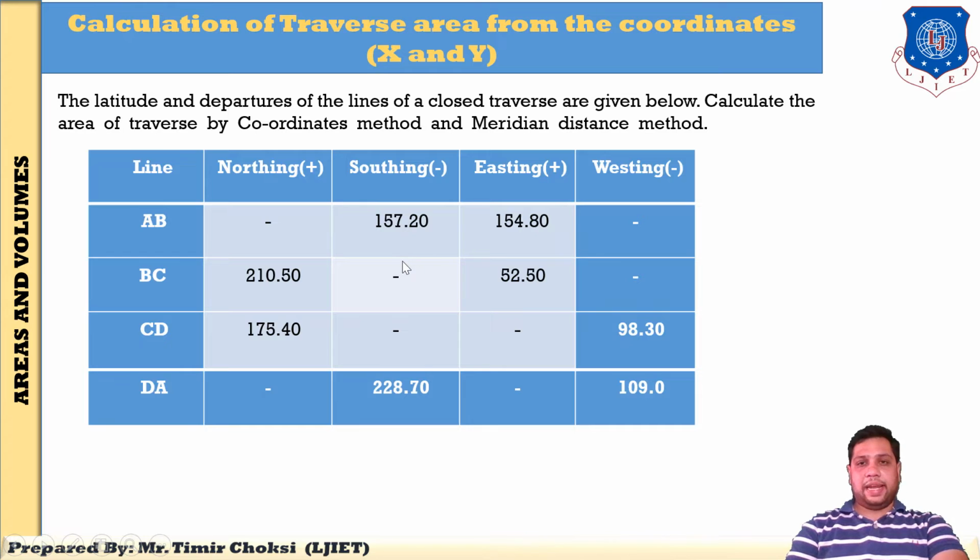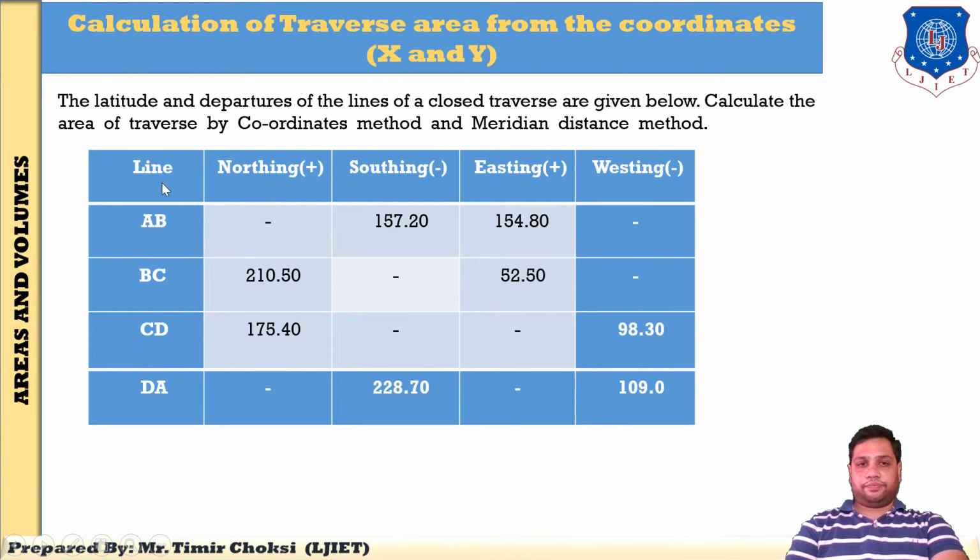Now students, second example: calculation of traverse area. You have already studied this in theodolite survey. So here you find the traverse area by the coordinate method. First, the latitude and departure of the lines of a closed traverse are given below. Calculate the area of the traverse by the coordinate method and the meridian distance method, but in your syllabus you only have to find the area by the coordinate method. So in this particular session I will only explain the coordinate method.